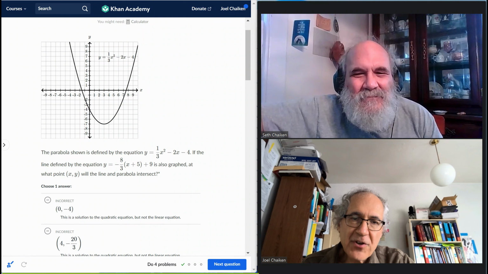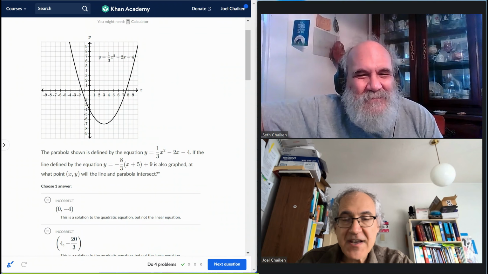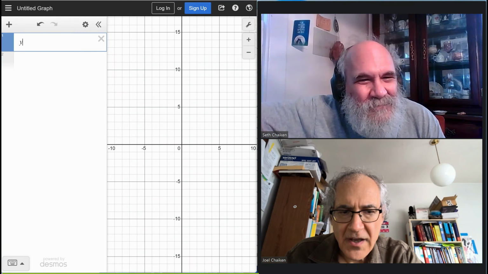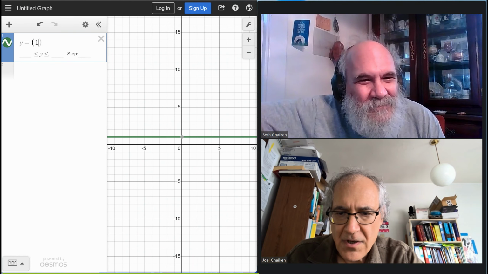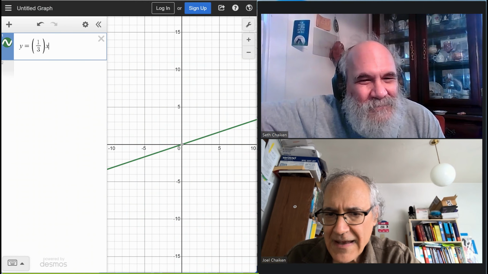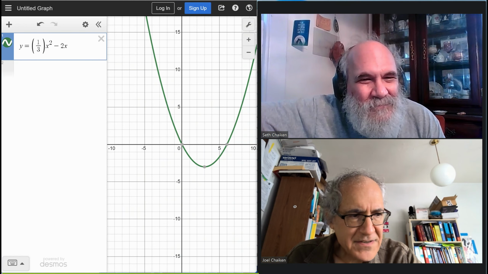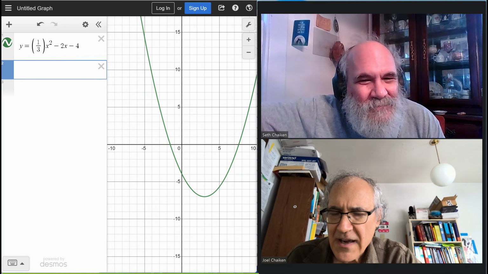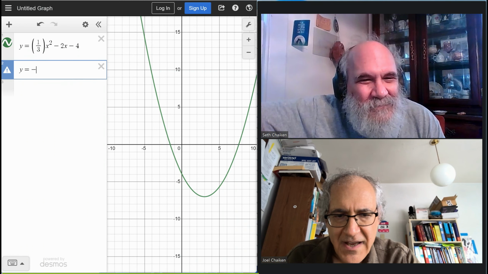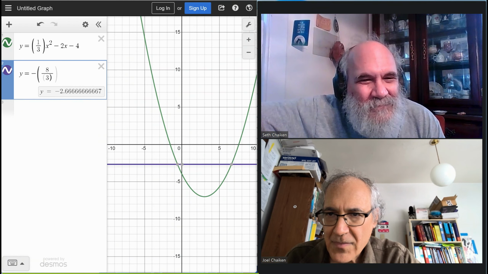So we will also show on Desmos how to actually do it, because on the digital side you will be given a Desmos calculator. So let's go to Desmos here and type the equations in. y is equal to 1/3 x squared minus 2x minus 4. That looks good. And let's do y is equal to -8/3, with parentheses. That looks good.